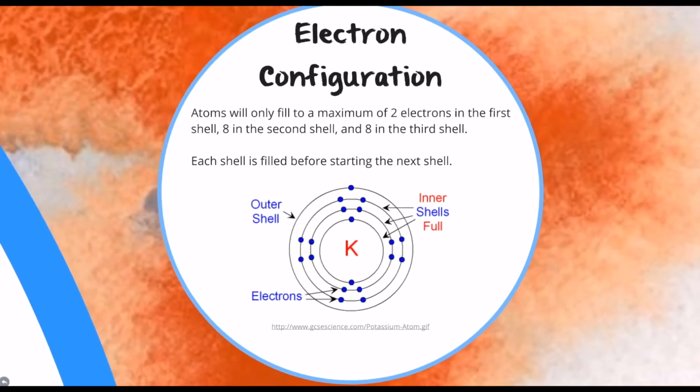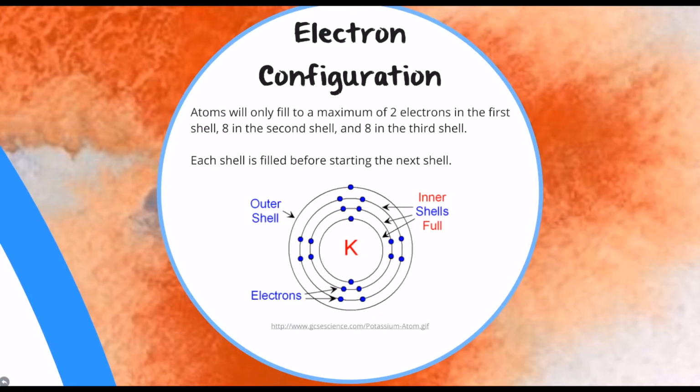Electrons orbit around an atom in a specific pattern. Around the nucleus are different energy levels, often called shells. Each shell can be filled to a specific number of electrons, and these limits are the same for every element. Atoms will only fill to the maximum of 2 electrons in the first shell, 8 in the second shell, and 8 in the third shell. Each shell is filled before starting the next shell.